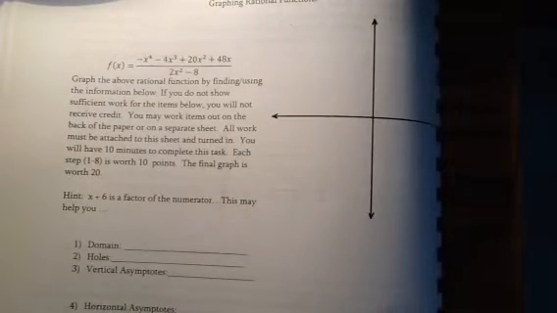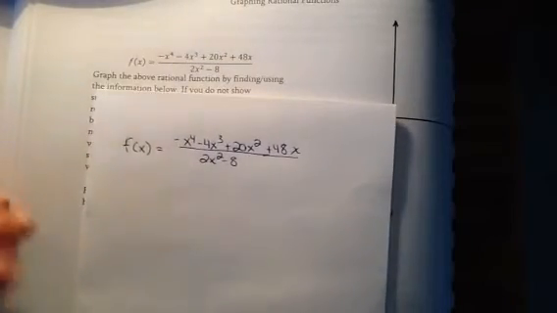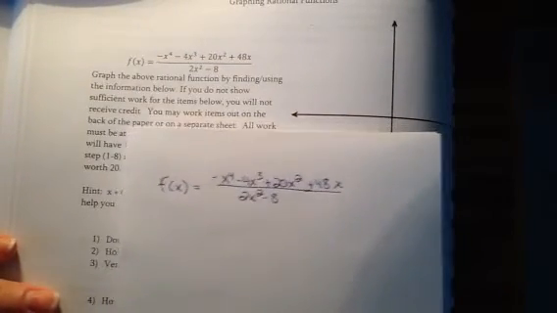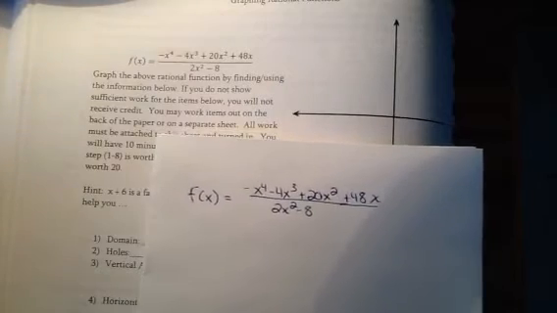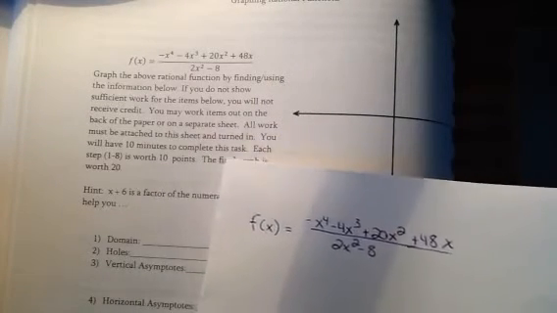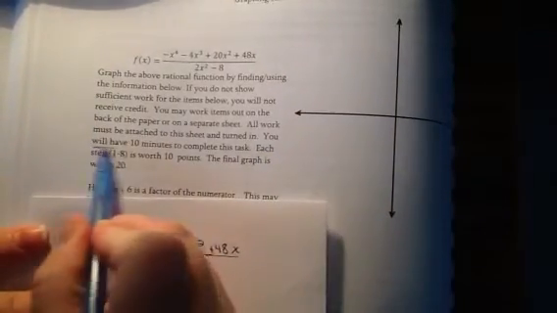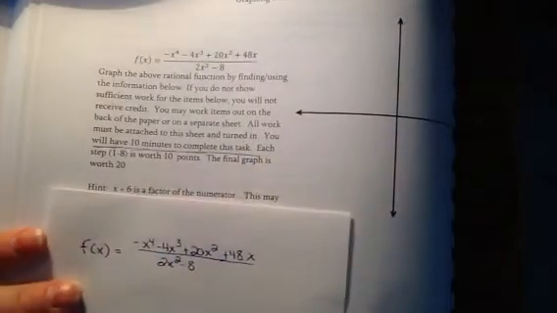So here's 132, and all I've done is copied the function on a piece of paper so I can write a little bigger so you can see all my work. It says graph the above rational function, using the below information. You need to do so and show work to receive credit. All problems must have work attached to them. You have 10 minutes to complete this task. This should take you about 10 minutes when you're proficient at it.